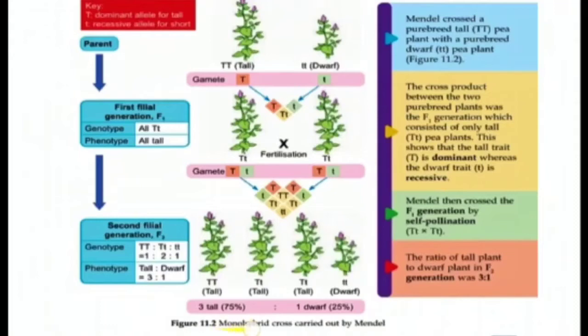So, this is the monohybrid cross carried out by Mendel. The key: the capital T is the dominant allele for tall, and the small t is the recessive allele for short. Mendel crossed a purebred tall pea plant with a purebred dwarf pea plant. So this is the tall and dwarf plants, and you can see here the genotype. This one is both capital T and this one is both small t.